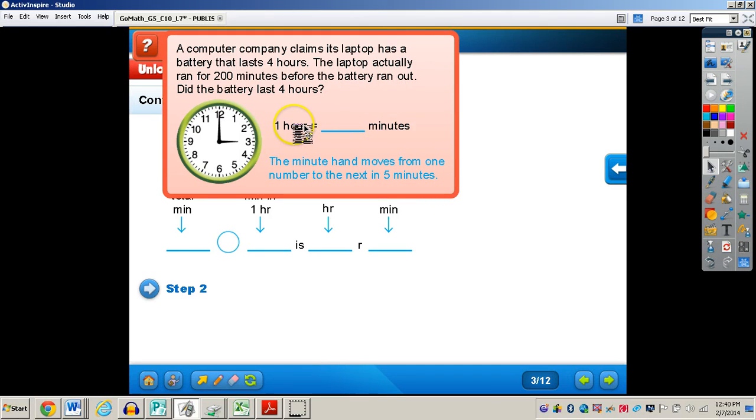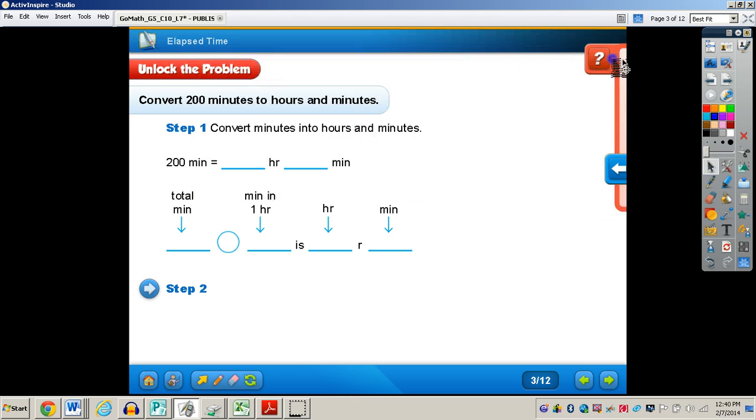Okay, now first of all, we need to figure out a couple things. Right at the top at page 431, you can see that it's asking you how many minutes are in 1 hour. Now we know this is pretty simple. 1 hour equals 60 minutes, and we'll just write that right on page 431. I'm going to move this question over. We can think about this problem a little bit more.